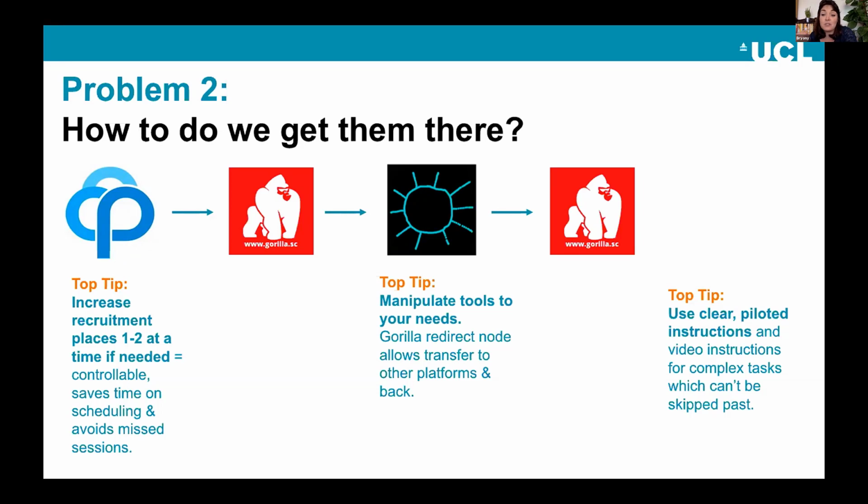So overall, I think in order to navigate people through multiple platforms using different tools, it's really important to use really clear and well piloted instructions. We also used video instructions for things like explaining how to play the game before they got to the game platform. And video instructions are just a really good way of getting people to listen to a lot of information in one go in a more engaging way. And it's also important that they actually can't skip past them in Gorilla, so they have to listen to them before they move on.